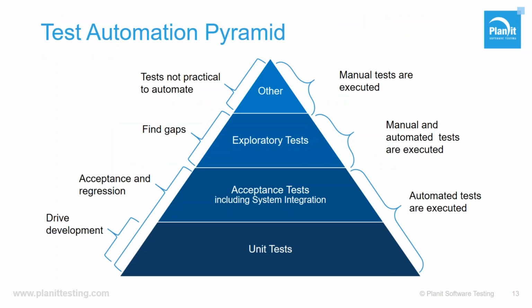So also a part of being smart about our automation is looking at something like the test automation pyramid. So we should have a lot of automated unit tests, albeit that they may be smaller. We then should have some acceptance tests, which will include some system integration tests, and then leave our exploratory testing and our other testing to the edge cases, to the areas where we might want to do more complex scenarios.